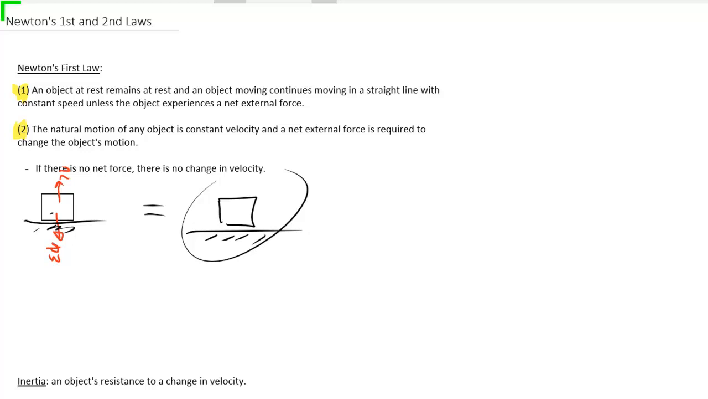So if there is no net force, then there will be no change in velocity. Right? So if the net force, or the sum of the forces, is equal to zero, then this means that the change in velocity is equal to zero, which means that the acceleration is equal to zero. And so anytime that we have a net force equal to zero, this is a state we call equilibrium, because the object will continue moving at a constant velocity.